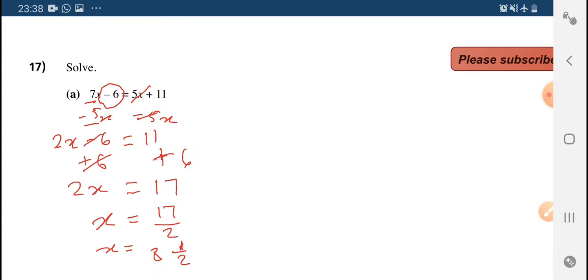8 and a half, or 8.5. So we just have to check that the answer is right, and you could do that by substituting the values in and making sure that it does equal 8 and a half, or 8.5.